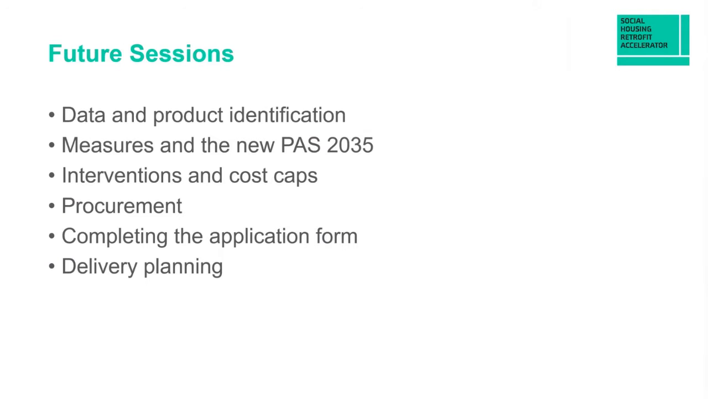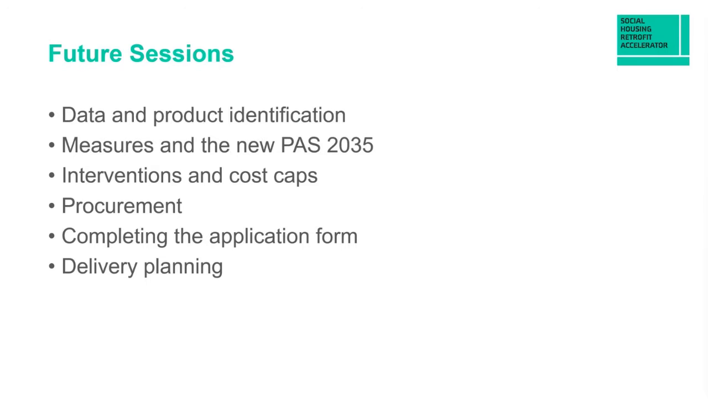After this session, then Turner and Townsend are running a number of future sessions that cover these specific topics. And these are areas that are known to cause problems, known to be areas where applicants have difficulties. So sorting out the data and identifying the right products. PAS 2035 has just been updated. How has that changed? What does it mean for you? Do you really grasp PAS 2035? Thinking about the possible interventions and how that interacts with the cost caps, handling your procurement, completing the application form, and planning your delivery.